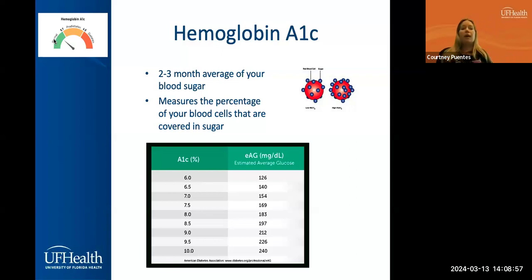So an A1C has another part that comes with that lab, which is that we can estimate what the average blood sugar is. So an example of somebody with an A1C of 6.5 means that their estimated average blood sugar for the past 2 to 3 months has been 140. Okay, so that kind of gives us an idea of where they're averaging.